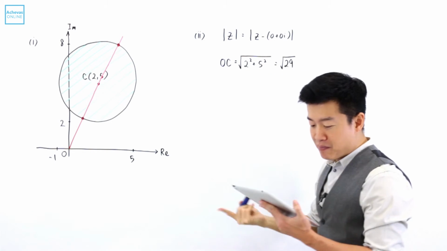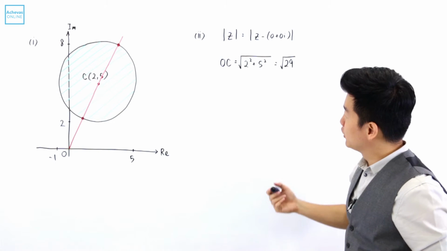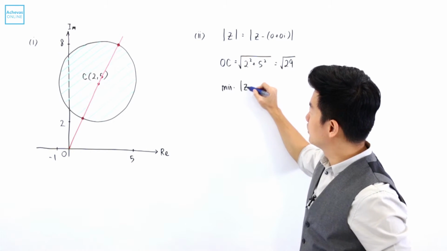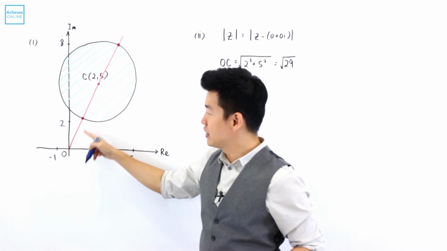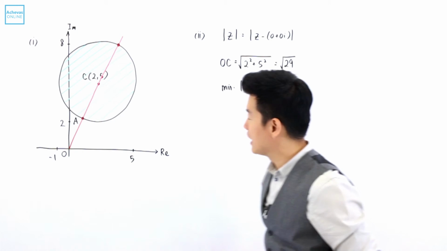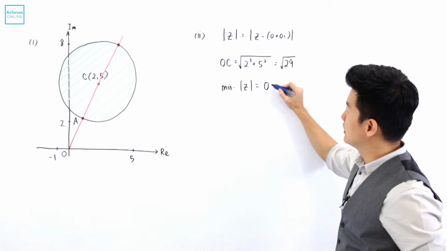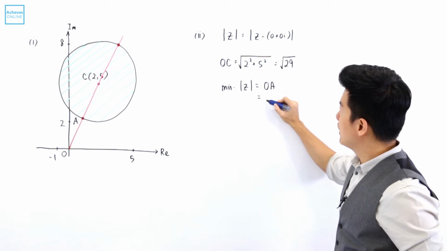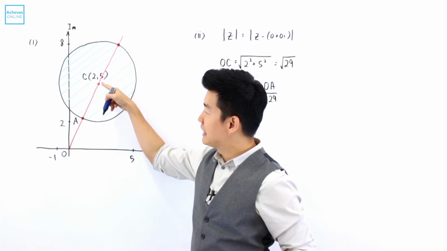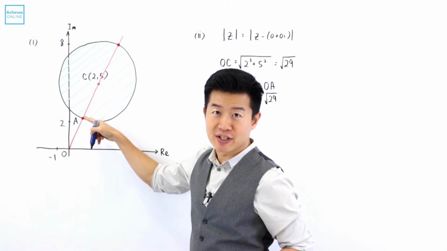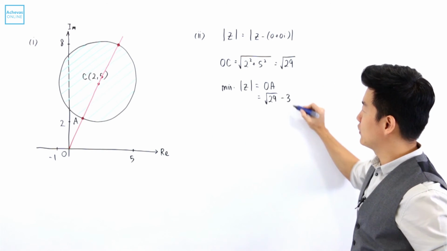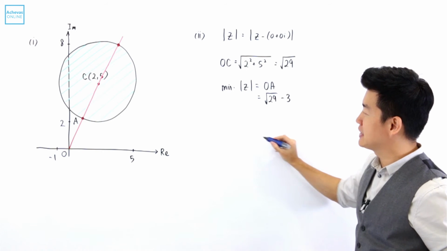And to find the minimum possible modulus of z, the minimum possible modulus of z is going to be from here to here. I'm going to call this point A. So the minimum possible is OA. And OA is going to be square root of 29, from here to here, minus the radius of the circle. The radius of the circle is 3. So this, square root of 29 minus 3, is the minimum possible of modulus z.